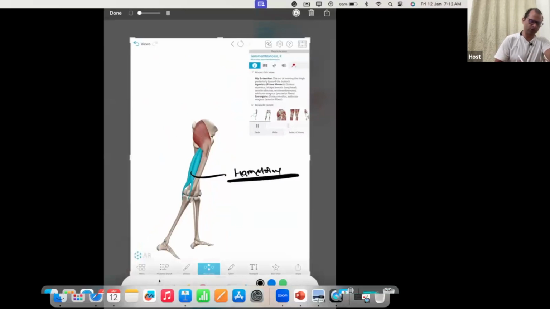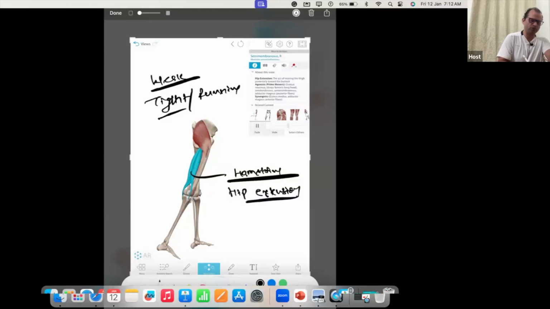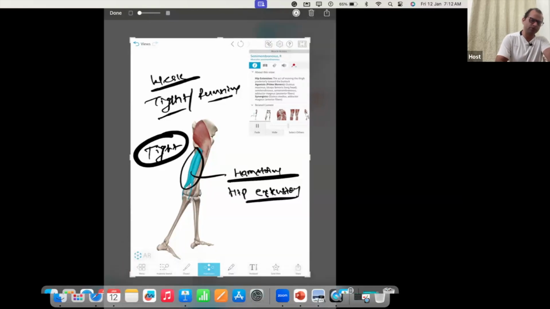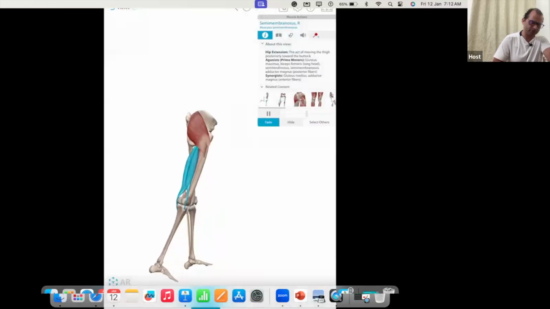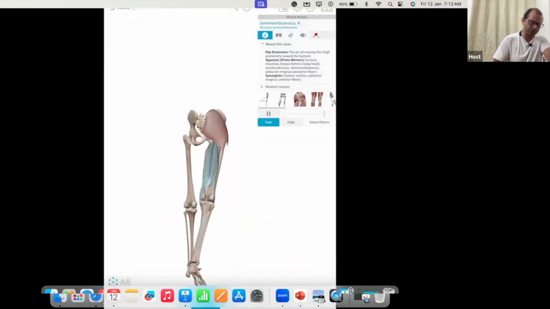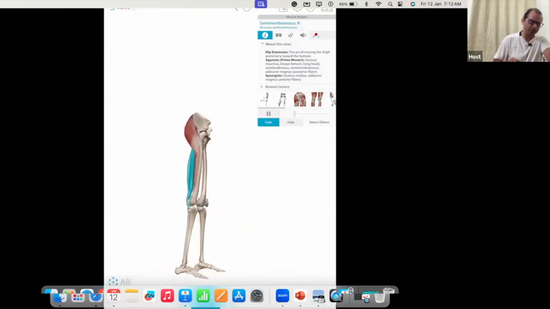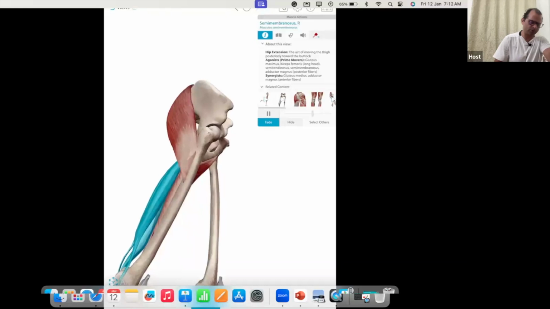So hamstring muscles are doing hip extension. Sometimes they might be weak and sometimes they might be tight. Suppose someone is running or playing football, or due to some reason these muscles become tight. So when these big muscles become tight, again it will disturb the entire region, entire area, because it takes the leg backward and works the muscles up to the top.